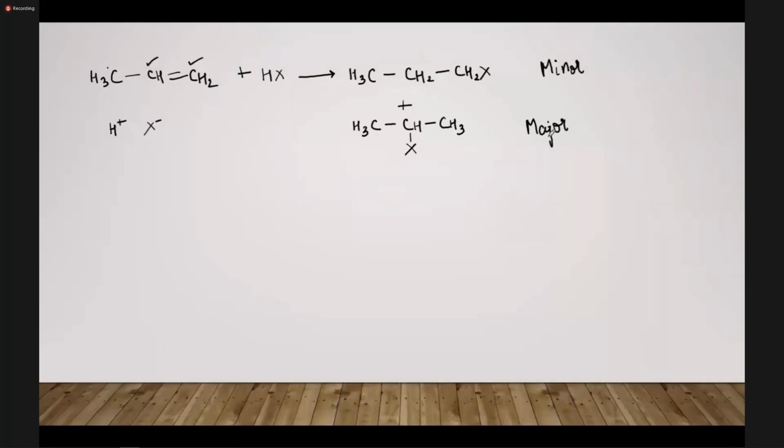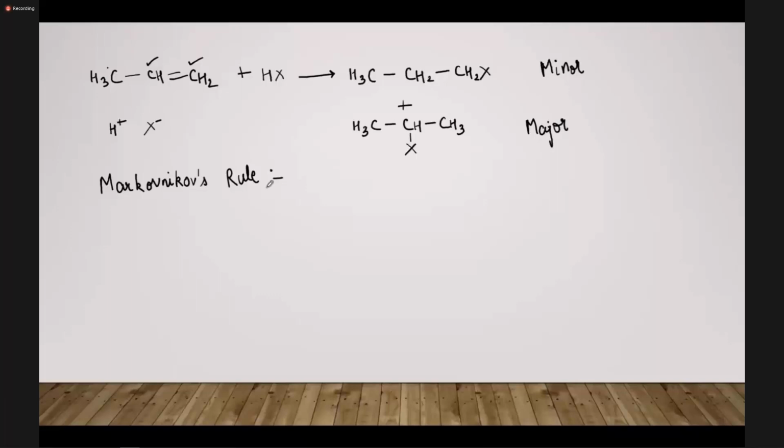has just been told as a rule, that is known as Markovnikov's rule. We have described the mechanism behind it in the form of a rule. And that rule, the name is a little bit awkward, Markovnikov's rule. So this rule helps us understand to which carbon the hydrogen will get attached and to which carbon the halogen will get attached.